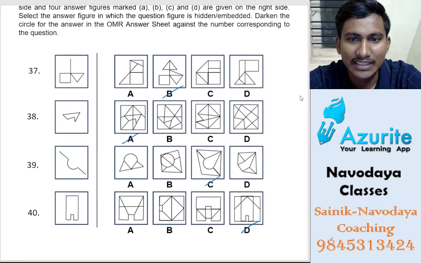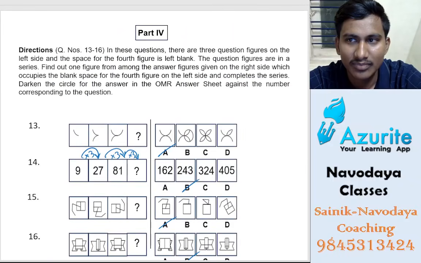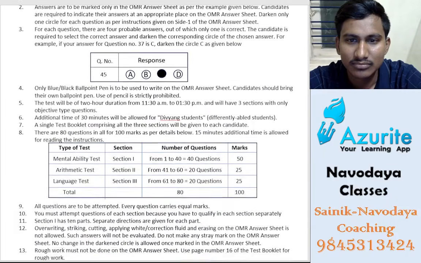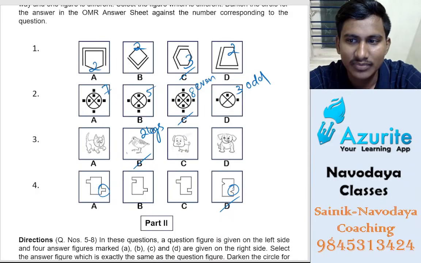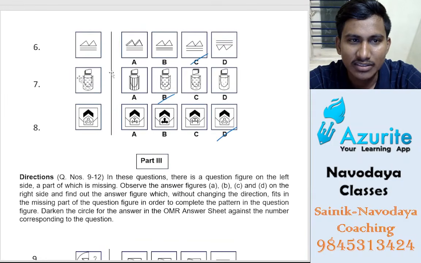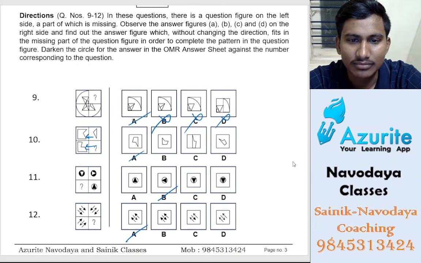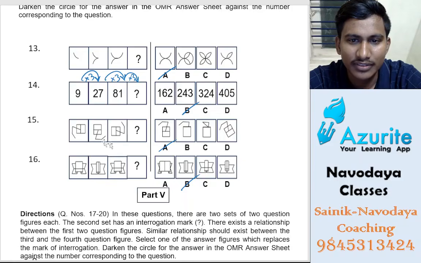So mental ability, these are the answers for 40, 39 and 37. Otherwise I will come in the proper way. So the first 4 answers are these. Next, the 5th is B. 6th, 7th, 8th are C, B and D. 9th, 10th, 11th are A, B, A. Next 13th, 14th, 15th, 16th are A, B, A, B.